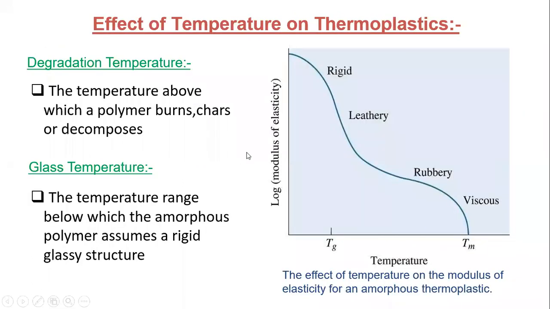Next one is the effect of temperature on the thermoplastics. Generally, two types of temperatures affect the thermoplastics. The first one is the degradation temperature. The second one is the glass temperature. Coming to the degradation temperature, the temperature above which a polymer burns, chars, or decomposes is known as the degradation temperature.